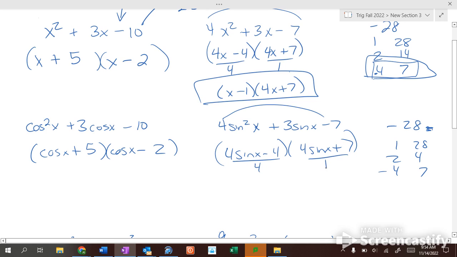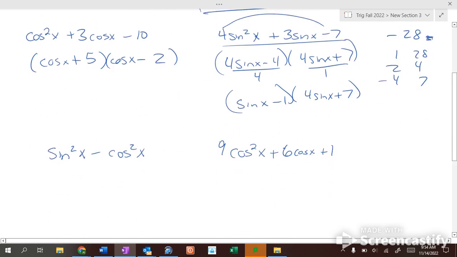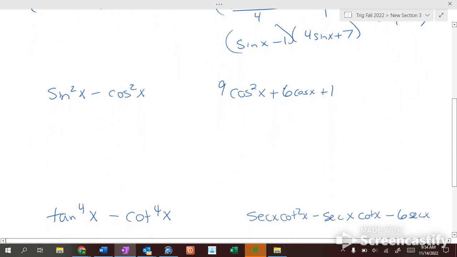Divide by 4, divide by 1. So it's sine of x minus 1 and 4 sine of x plus 7. If you would FOIL this, you're going to get this. Okay? That's factoring. So let's do a couple more.